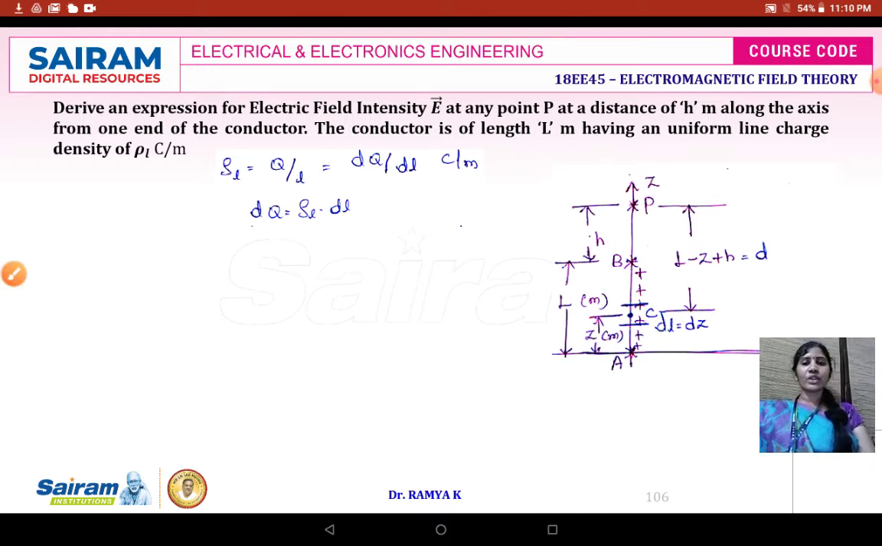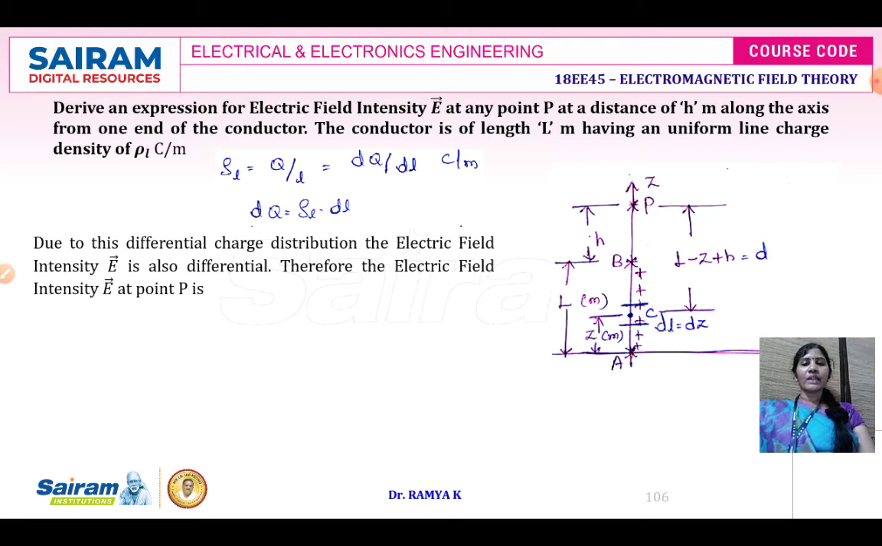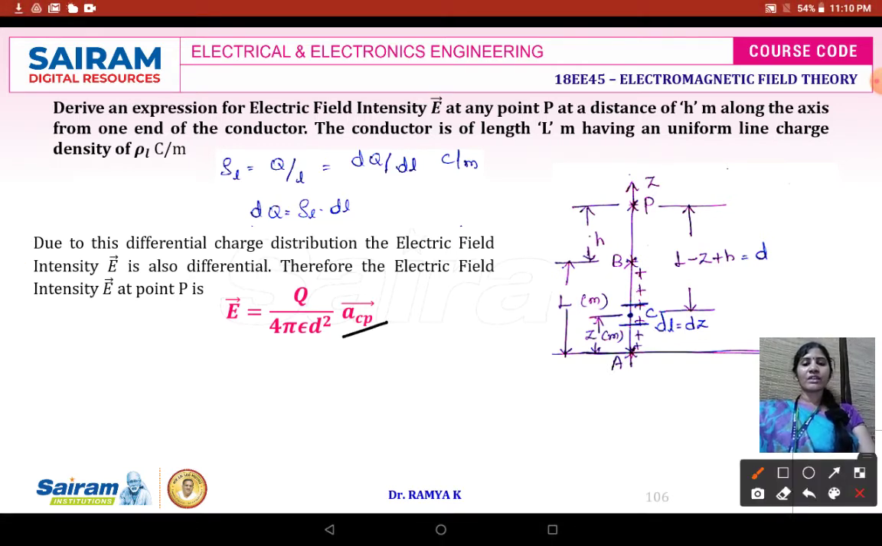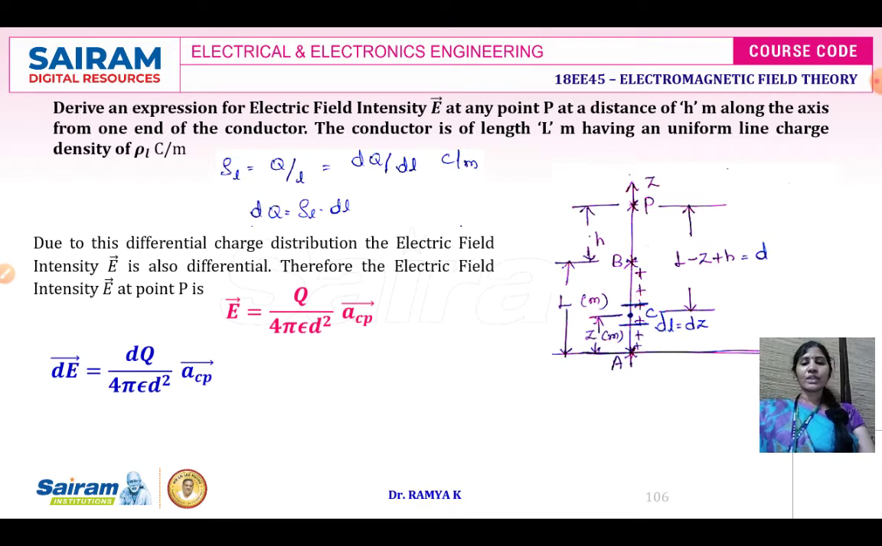If the charge is going to be differential, then the electric field intensity we are going to identify is also going to be differential. Therefore the electric field intensity E, the normal formula is Q divided by 4 pi epsilon d square into the unit vector between your cause and effect, that is the unit vector between the differential point C and point P. Since the charge is differential, the electric field intensity is also differential, which we can write as dE is equal to dQ divided by 4 pi epsilon d square into a CP vector.